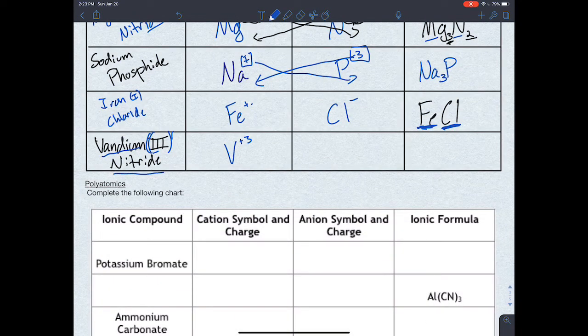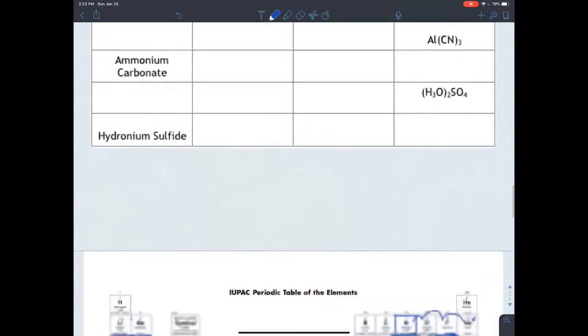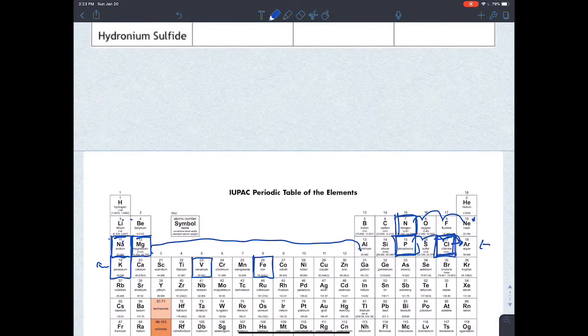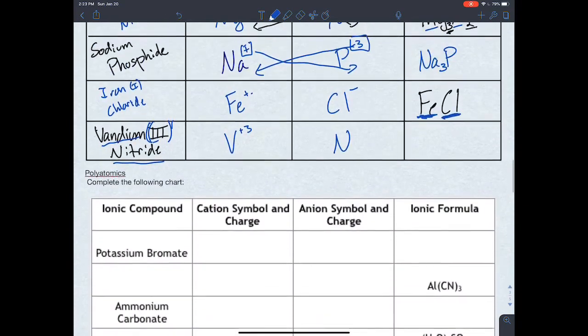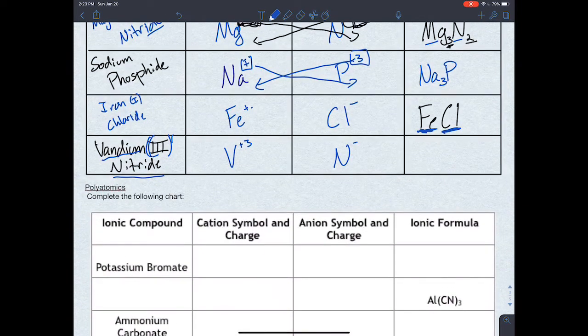Now here we have nitride. So our anion's nitrogen. We worked with nitrogen before. Here it is. It's going to gain 1, 2, 3 to get to the configuration of neon. So it's -3. Nice and easy here. We have +3 and -3. So it's going to be a 1-to-1 ratio. That's all it is. Some of you were putting 3s down here, but if you have a 3 and a 3, you can simplify that to 1 and 1. If it's 1 and 1, you don't put anything. So that's all you need to put.